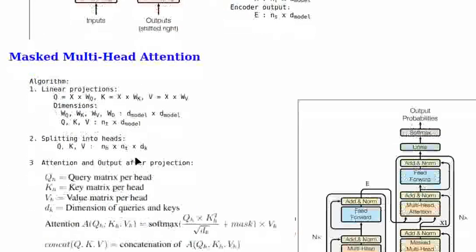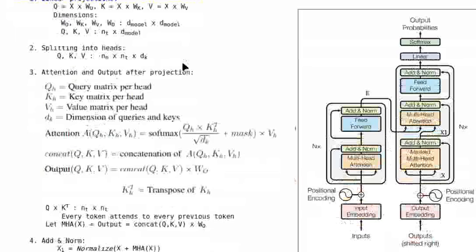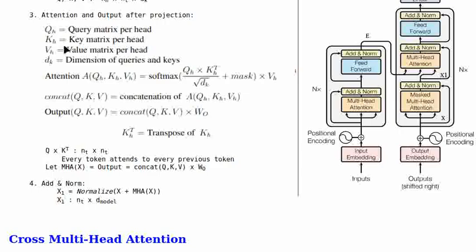The input embeddings X are projected to the matrices Q, K, and V by the weight matrices WQ, WK, and WV respectively. The dimensions of the weight matrices are D model times D model, and Q, K, and V are NT times D model. The second step is to split Q, K and V into NH heads, each of which has dimensions NT times DK. The attention of QH, KH, VH of each head is equal to softmax of the masked product of QH times KH transpose over square root DK, times VH.